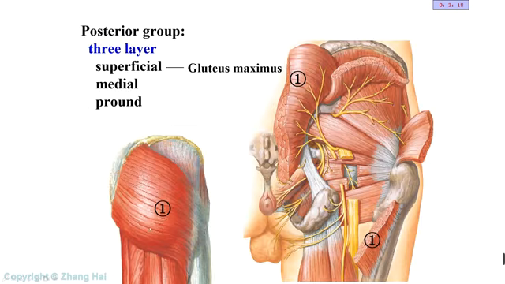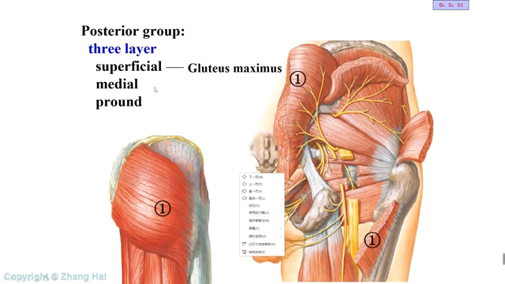Now let's see the back of your hip. On the back is the posterior group. In the posterior group, there are three layers of muscle, and they are very strong, very thick. First, let's see the superficial layer. There is a very big muscle. This one is Gluteus Maximus. Gluteus Maximus is very thick. And under this are the medial group and deep layer.